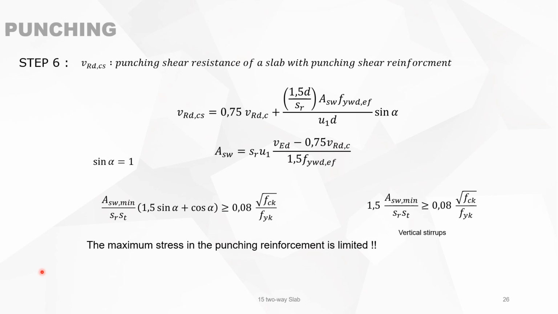Now we must take care that the maximum stress in the punching shear reinforcement is limited. So this is limited not to the yield strength, but it's limited lower than that. It's limited to 250 plus d over 4 and must always be smaller than the yield strength. So this value here, fywd, which is the yield strength of the punching reinforcement, but taking care of this limit.